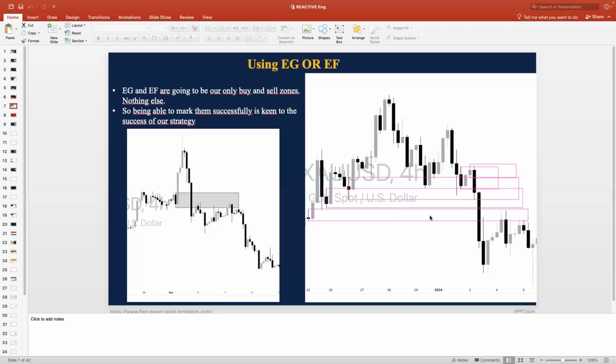Now we have an engulfing somewhere here. We have an engulfing here. Price reacted to the engulfing first, dropped, came back in, dropped. Do you understand? Yes. All right.